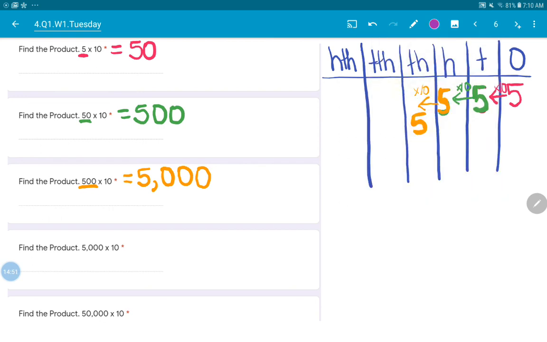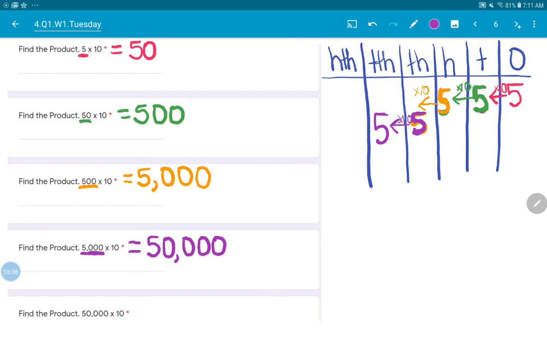Okay, now we have 5,000 times 10. Doing the same thing, here's my 5 thousands. I'm going to multiply 5,000 times 10. Multiplying it by 10 moves it over to the left on the place value chart. So now I have 5 in the 10,000s place value. So when I write my answer, 5 10,000s, 0 thousands, 0 hundreds, 0 tens, 0 ones. So my answer is 50,000.